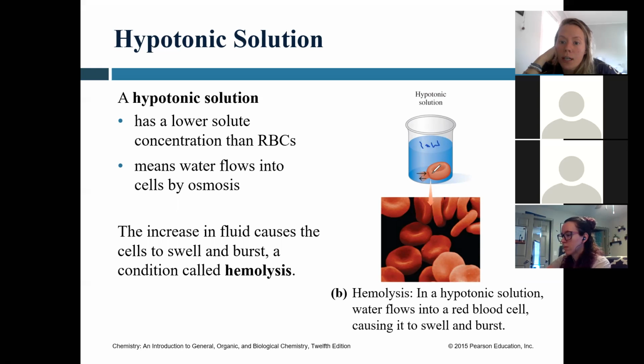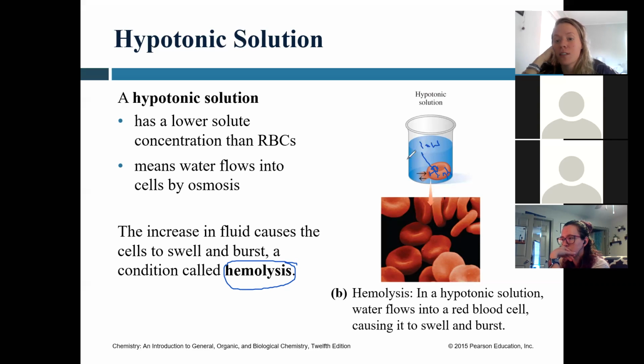Low concentration in the blood cell, higher concentration outside. Where does water flow? Water likes to flow across the semi-permeable membrane from low to high. It wants to dilute the blood cell. So if water is rushing into our blood cells, we will go through a process known as hemolysis. This is not good, okay?